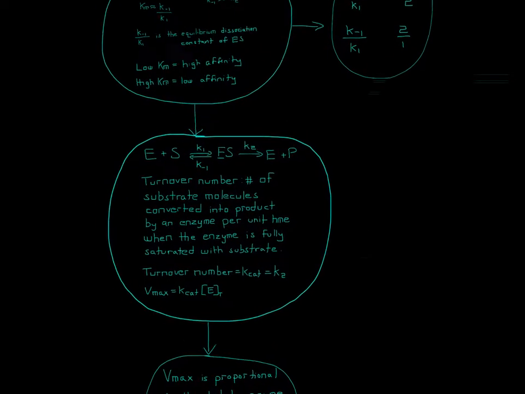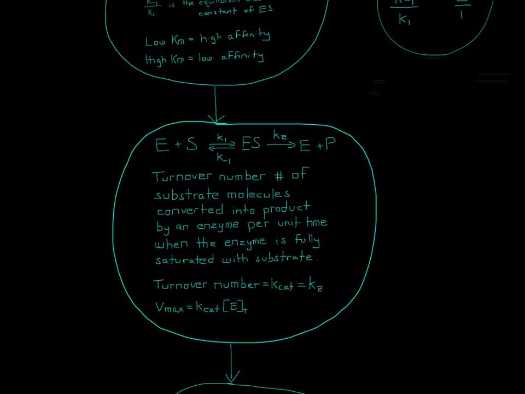Okay, and so going over to the next concept is turnover number. So turnover number is the number of substrate molecules converted into product by an enzyme per unit time when the enzyme is fully saturated with substrate. So turnover number is just Kcat, which is equal to K2, if you remember in my earlier videos. So Vmax is equal to Kcat times E total, okay?